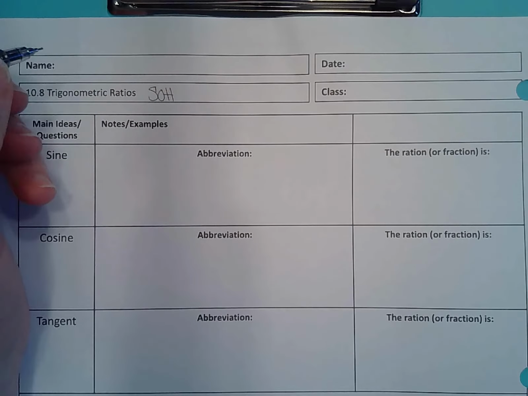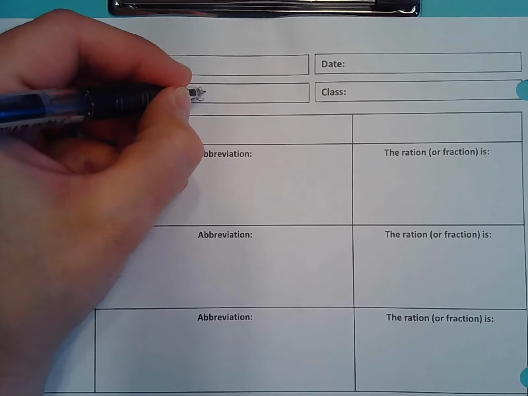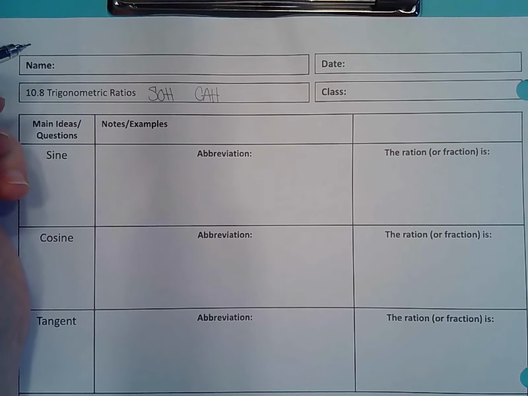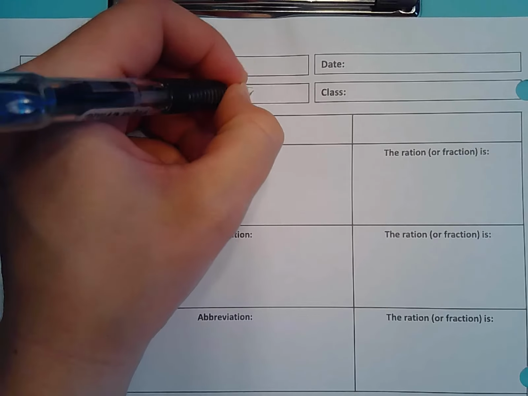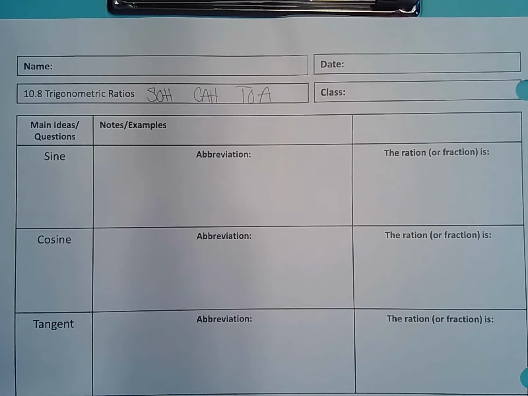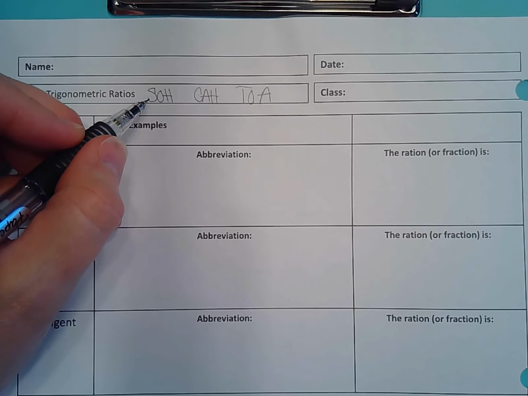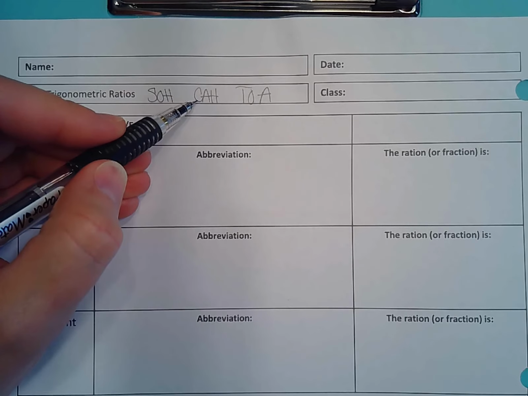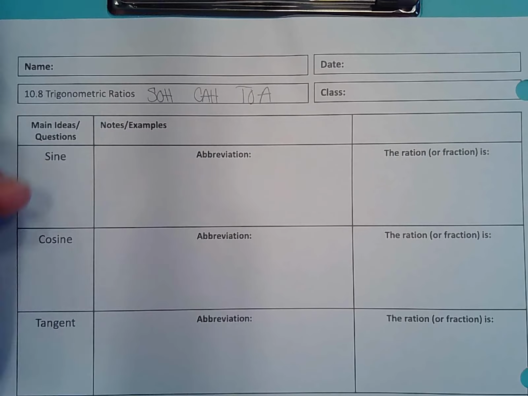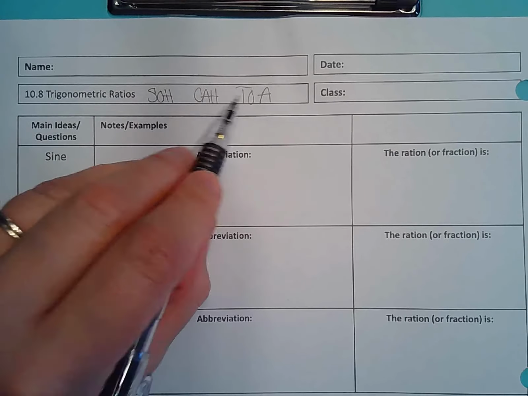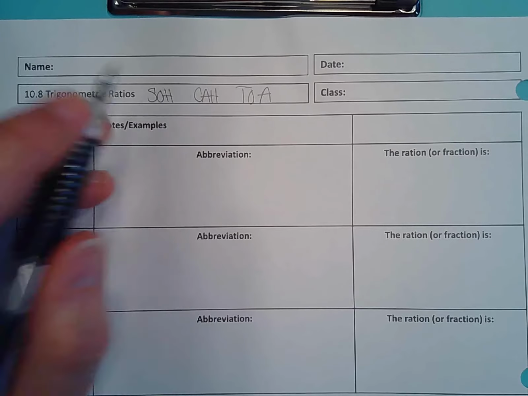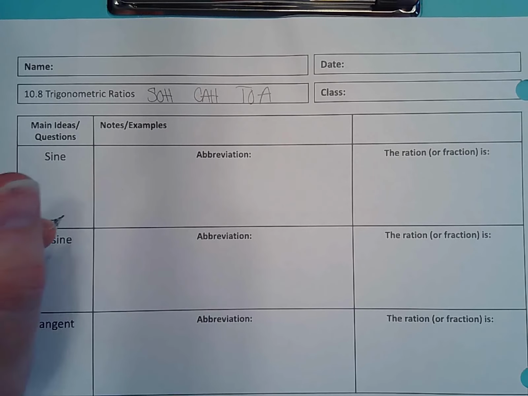S-O-H, C-A-H, and T-O-A. And this first S stands for sine, this C stands for cosine, this T stands for tangent, and then the O in both cases is opposite, the H is hypotenuse, and the A's are adjacent.